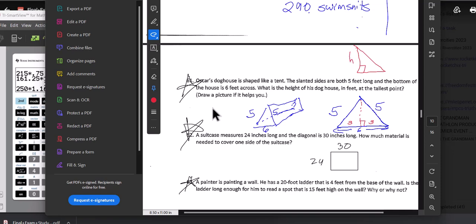So the height, my unknown, that's h, this is 5, this is 3. Hey, that's a 3, 4, 5 triangle. So that just tells me that the height is 4 feet. So that's that. I could have gotten it by saying h squared plus 3 squared equals 5 squared. H squared plus 9 equals 25. Subtract 9. H squared equals 16. H equals 4. But I already knew h equaled 4 because it's a 3, 4, 5 triangle.